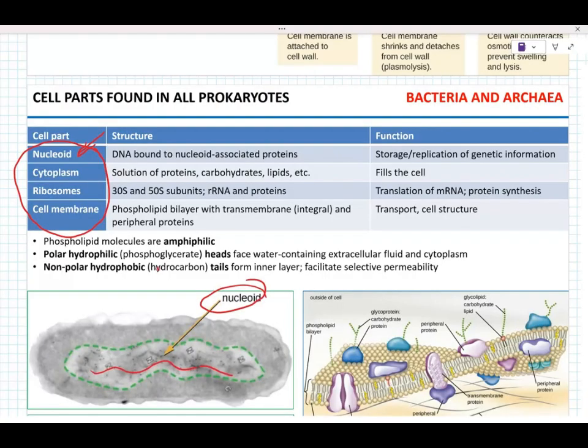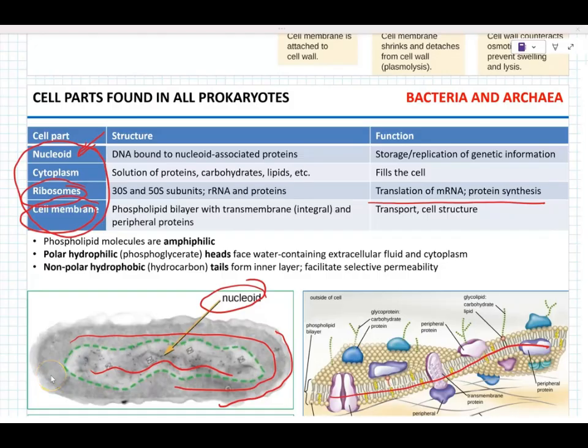They have cytoplasm that fills up the cell. They have a membrane that surrounds the cell, bounds it. And they have ribosomes, which are small non-membrane bound organelles consisting of RNA and proteins, which translate mRNA, synthesizing proteins.